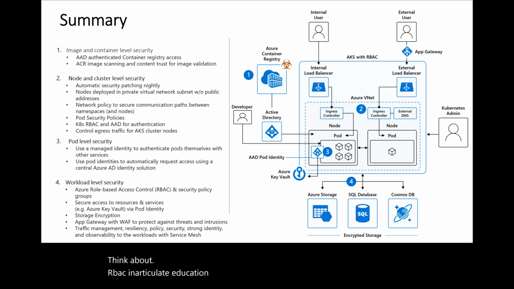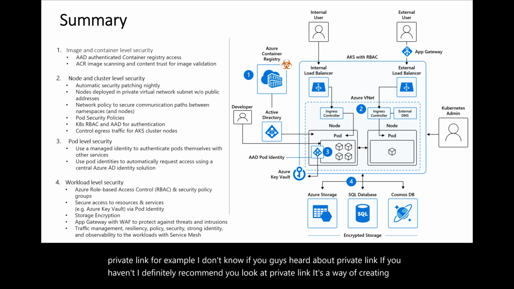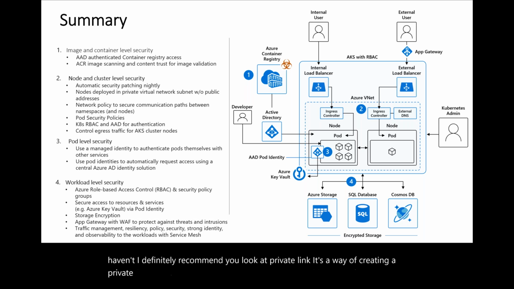Control egress traffic. Find out if you need to deploy private link, for example. I don't know if you guys have heard about private link. If you haven't, I definitely recommend you look at private link. It's a way of creating a private Kubernetes cluster. From a pod level security, managed identity.